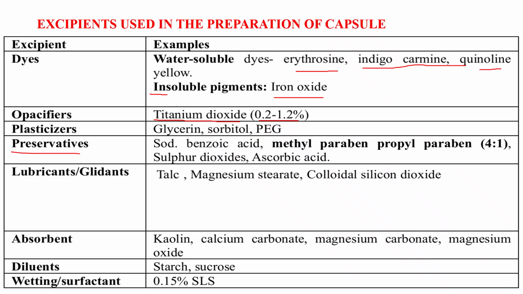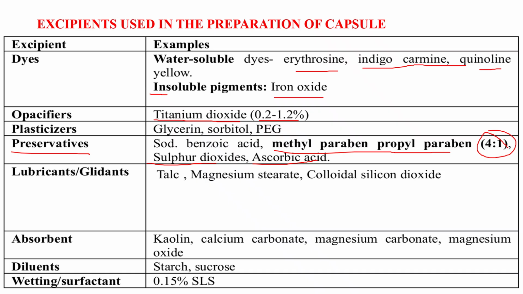Preservative. What is the importance of preservative? Preservative will increase the shelf life of the capsule. So, what preservatives are used in the preparation of capsule to increase the shelf life? You have to remember: sodium benzoate, methyl paraben and propyl paraben in the ratio of 4:1. This one you have to remember, as well as sulfur dioxide and ascorbic acid. Ascorbic acid works as a preservative as well as an antioxidant.